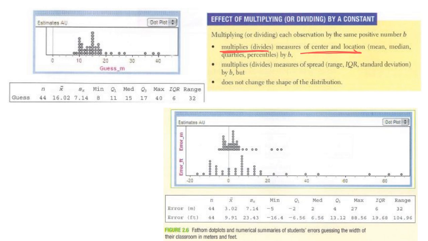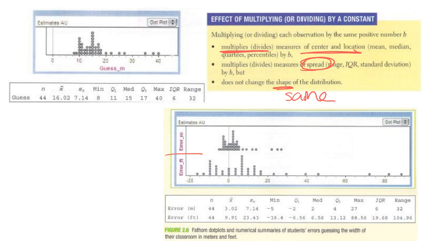Same with multiplication. When we multiply or divide, it's also going to change our spread, but the shape stays the same. So the overall shape is always going to stay the same. It's never going to change no matter what you do. Okay. Measures of center and location are always going to change by whatever the constant was, and then spread only changes when we multiply and divide.